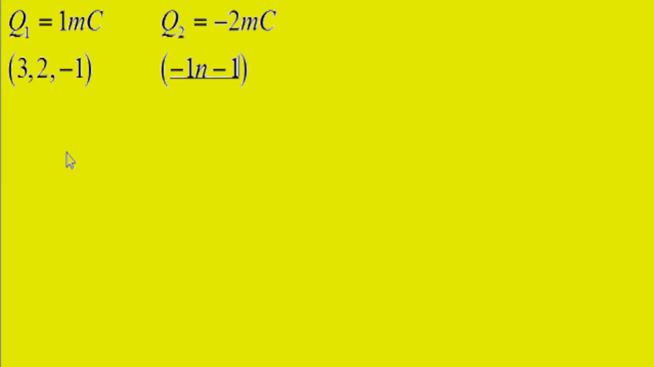We have two charges. We have Q1 equals 1 microcoulomb, and Q2 equals -2 microcoulombs. Q1 is located at (3, 2, -1), and Q2 is located at (-1, -1, 4). So the problem goes on to read: calculate the electric force on a 10 nanocoulomb charge located at (0, 3, 1) and the electric field intensity at that point. So we have a third charge, Q3, which equals 10 nanocoulombs, and it is located at (0, 3, 1).